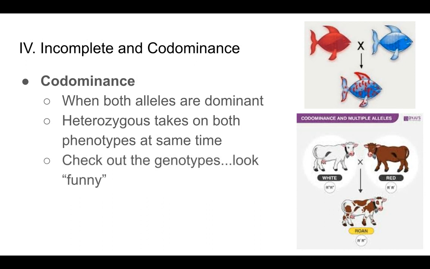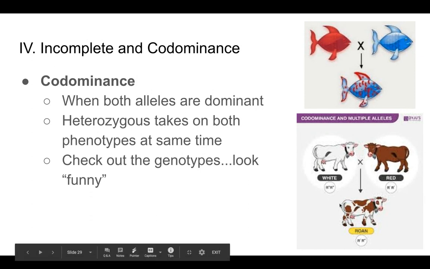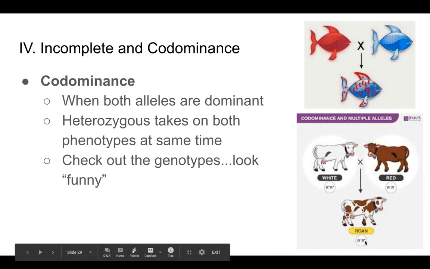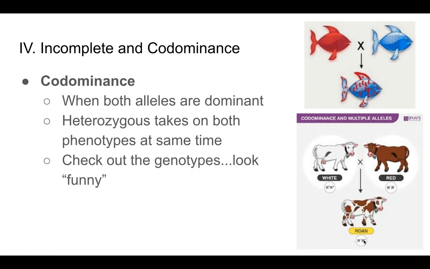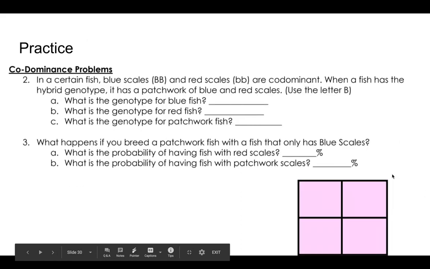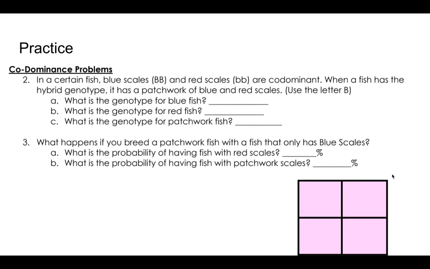And again, I would encourage you to check out the funny genotypes. They're written the same way that we saw in the incomplete dominance, with those little superscript letters, which are kind of hard to see in this picture. This is the heterozygote. If we could see those tiny superscripts, we would probably see a big W, little w, or a W and an R, white and red. So let's go to the practice questions for codominance.